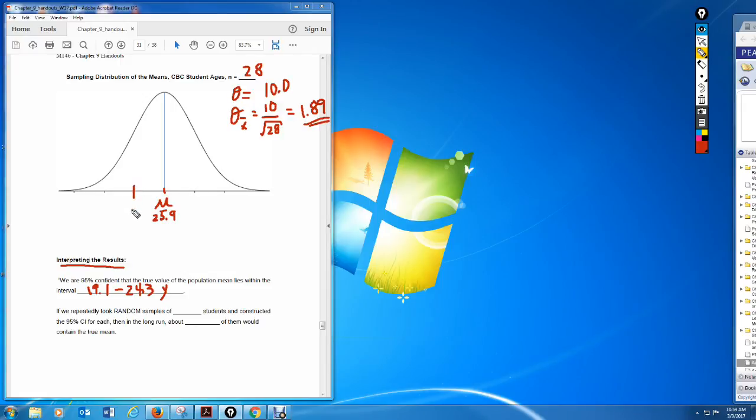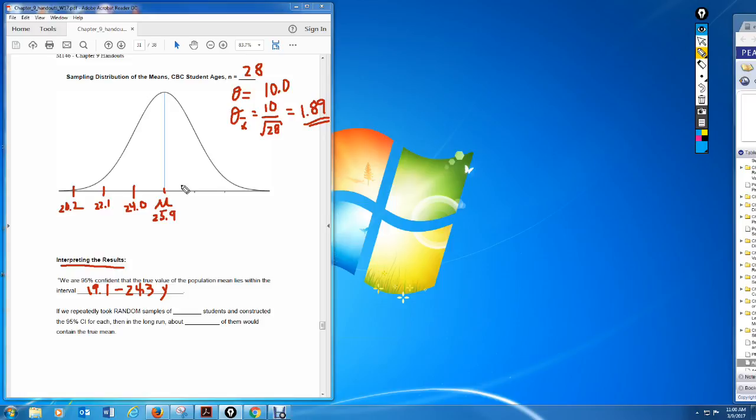This is 24.0. And then if I do mu minus 2 sigma, this is 22.1. And then if I do mu minus 3 sigma, that would take me down to 20.2. All right, let me switch colors here, I think.